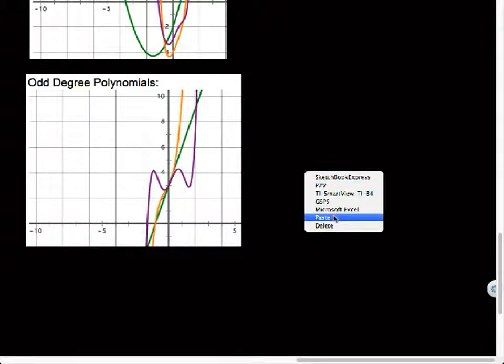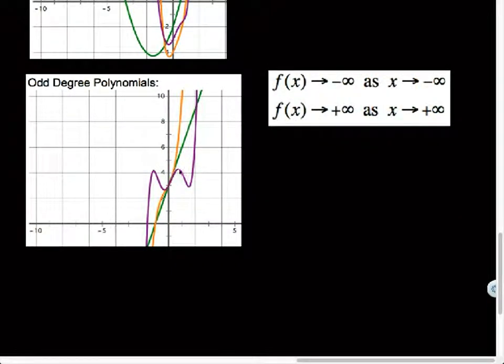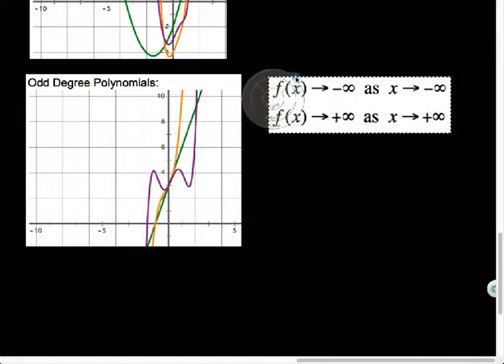And notice, what do we see? That their end behavior is matching in similarity, right? They come in from one side and they go out the other for all of them. All right, so notice that my y values are in opposite directions. So y goes down as x goes to the left is what this first statement says.